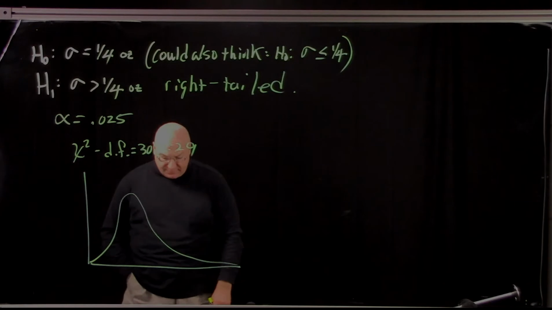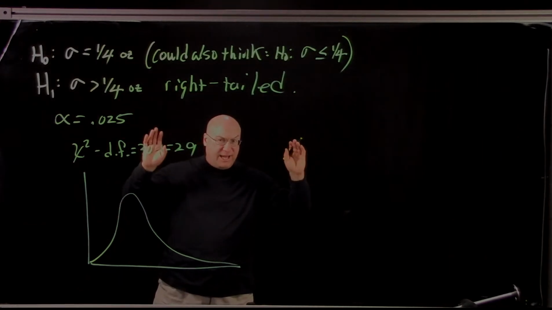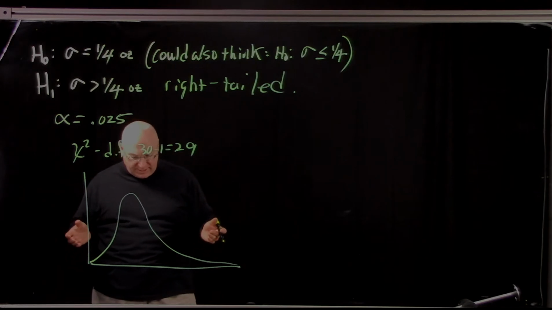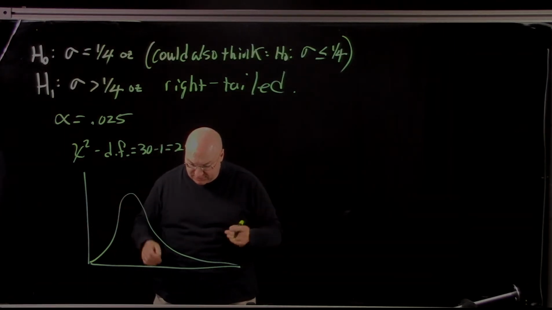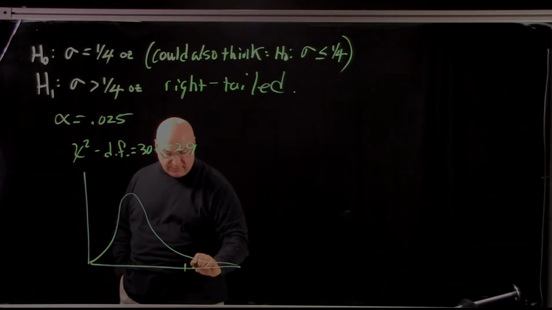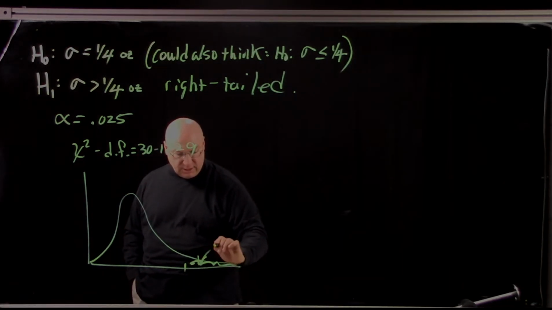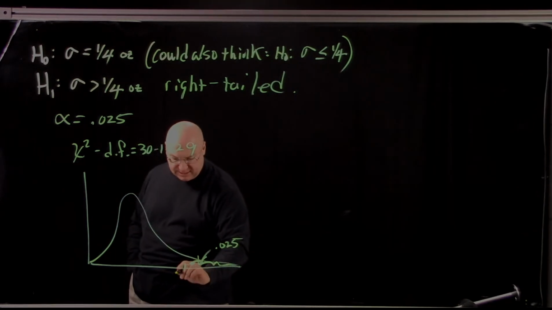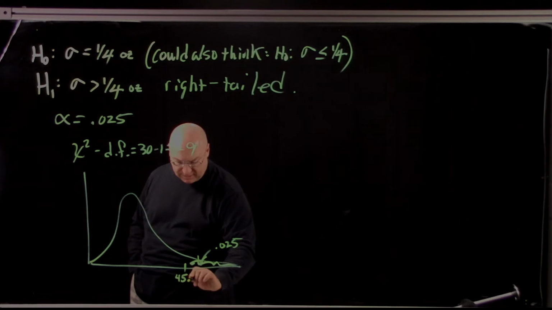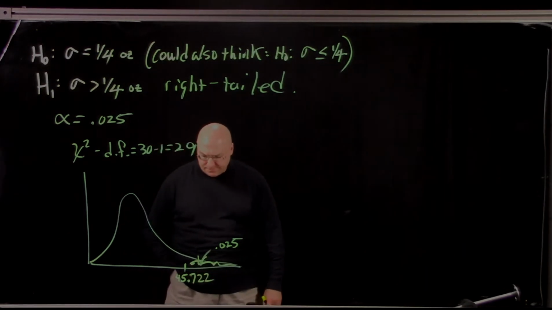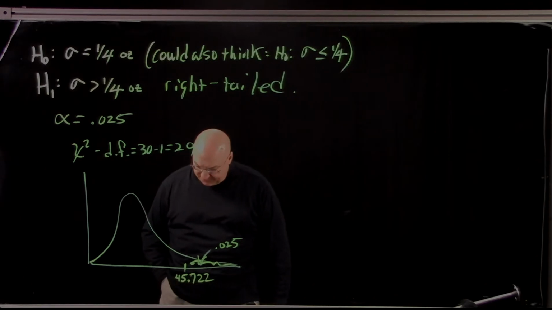And if I go looking, I'm not going to put the table up again because of the fiasco last time, but you should be able to find in any table you use for chi-square that to get the area out here to be 0.025 with degrees of freedom 29, I'm getting that this value is 45.722. Okay. All right. What do we get for the test statistic?